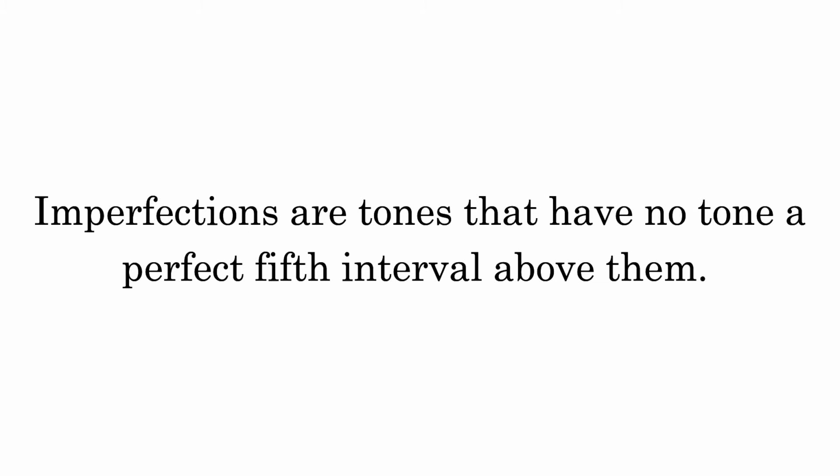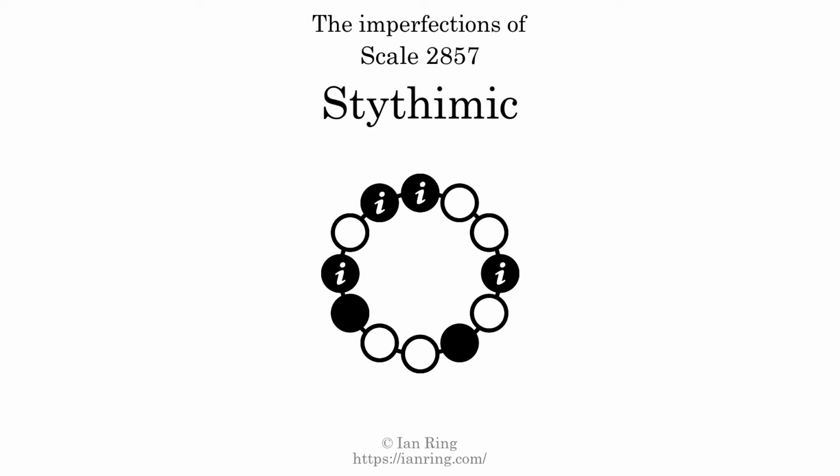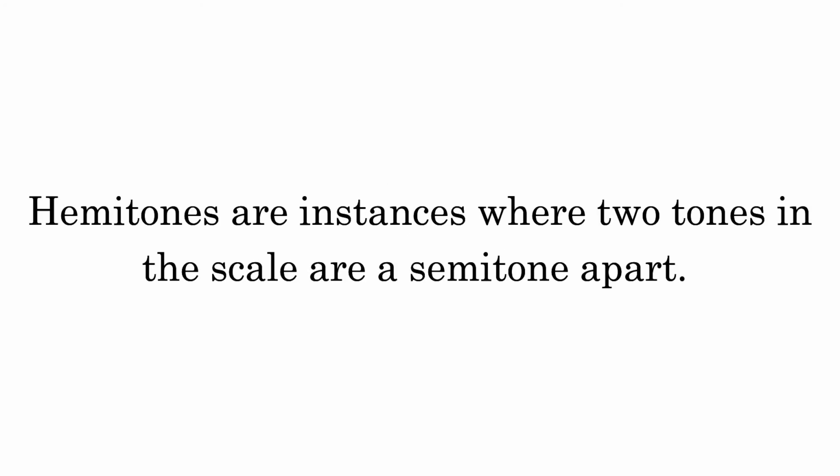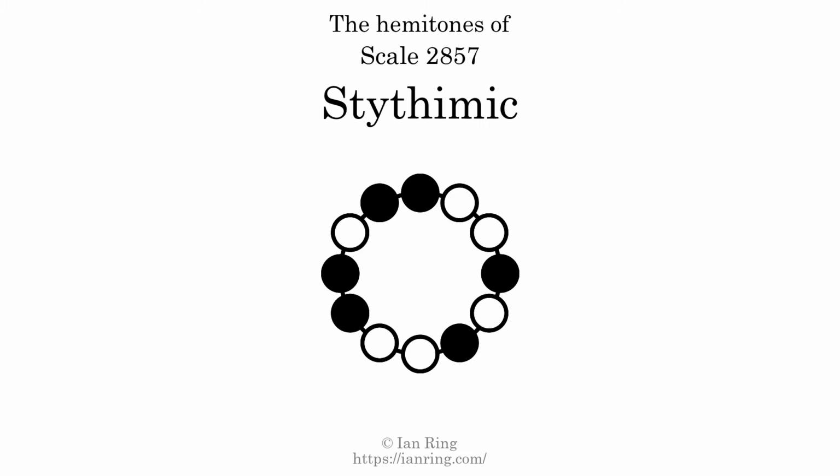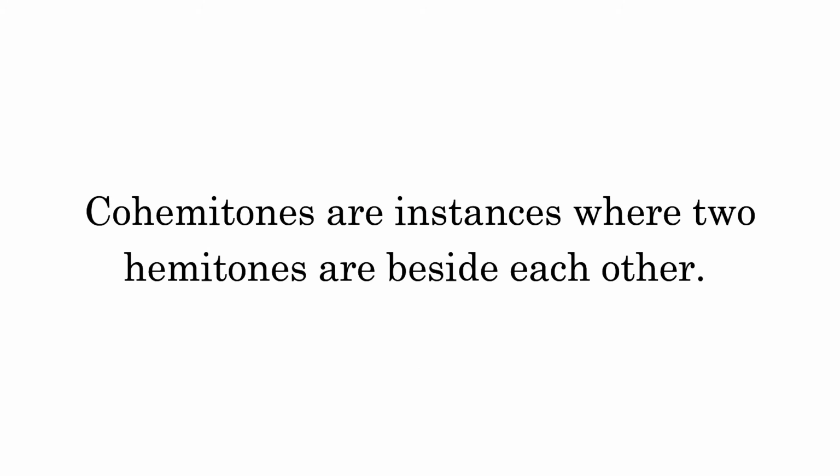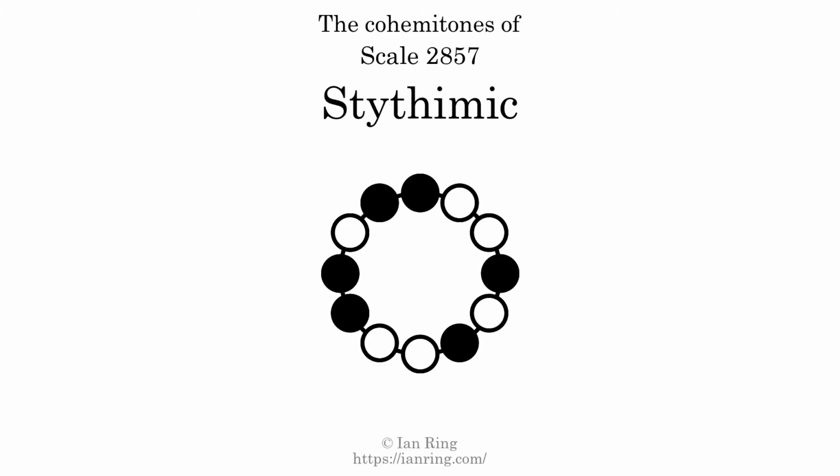Imperfections are tones that have no tone a perfect fifth interval above them. This scale has 4 imperfections. They are at positions here, here, here, and here. Hemitones are instances where 2 tones in the scale are a semitone apart. This scale has 2 hemitones. They are at positions here, and here. Cohemitones are instances where 2 hemitones are beside each other. This scale has no cohemitones.